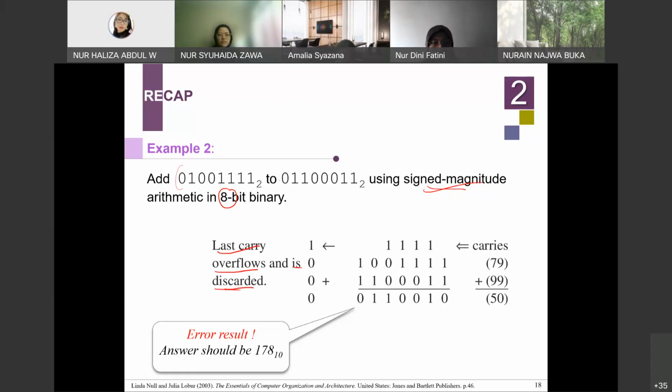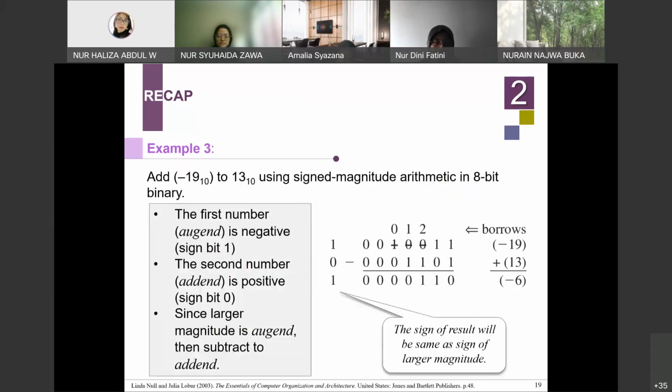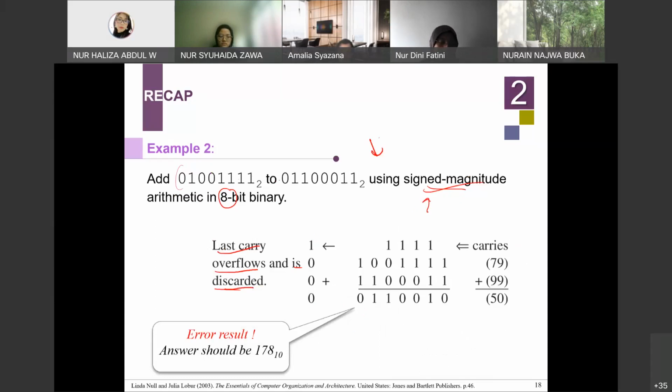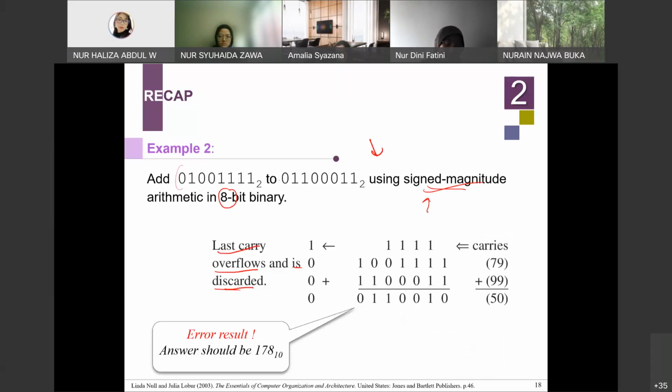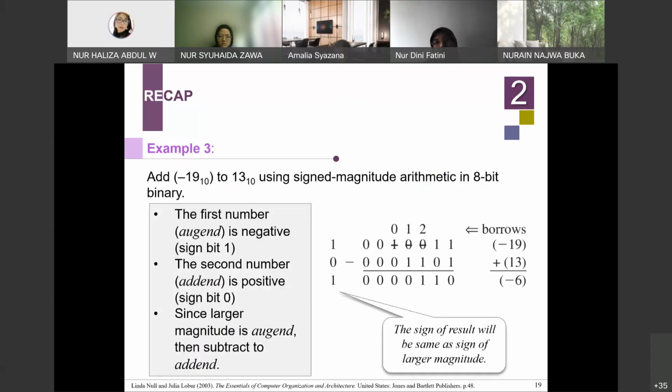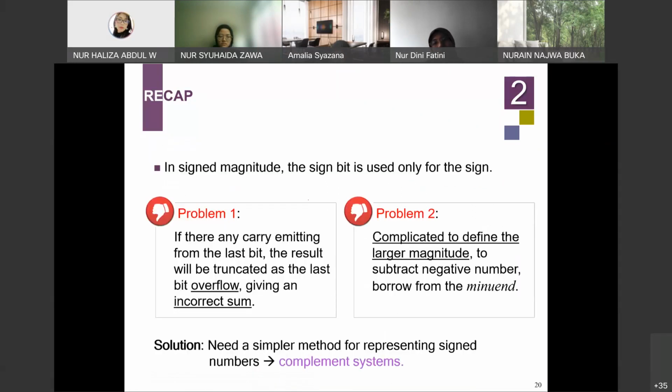That's why when an error comes up, you cannot just focus on sign magnitude. Later on, you need the first complement and second complement. That is why we show you the example of getting an error and getting the overflow. This is a problem when using sign magnitude.